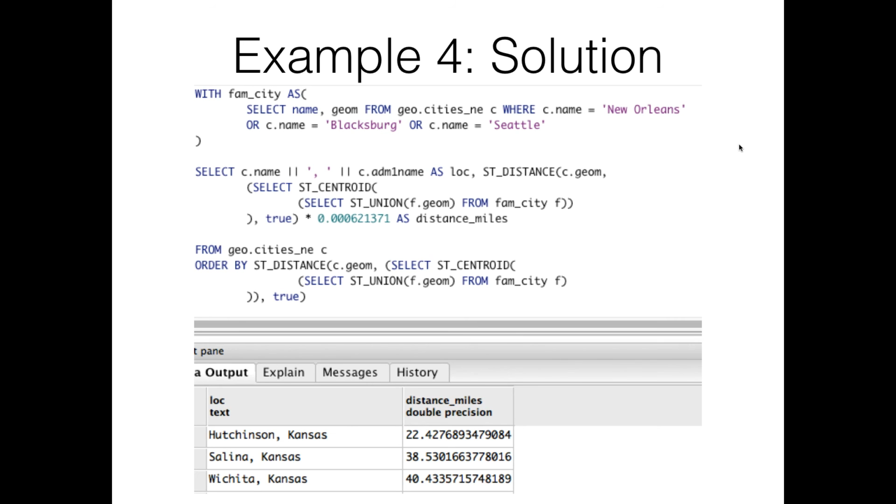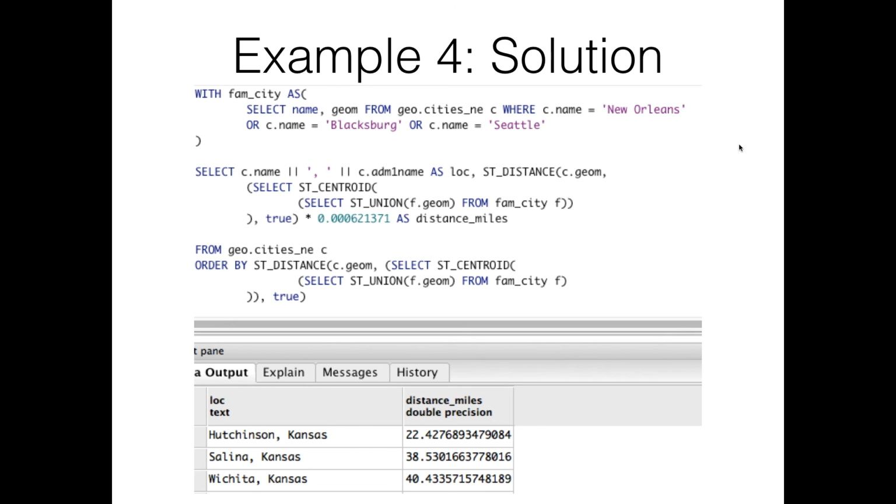I mentioned selects can contain other selects. You can name those selects with the WITH clause. So what we're doing here is basically defining a temporary table. I just want to select the name and the geometry from the cities table. Just give me New Orleans, Blacksburg, and Seattle, and call that fam_city. So from here on out, we can just pretend there's a table called fam_city.